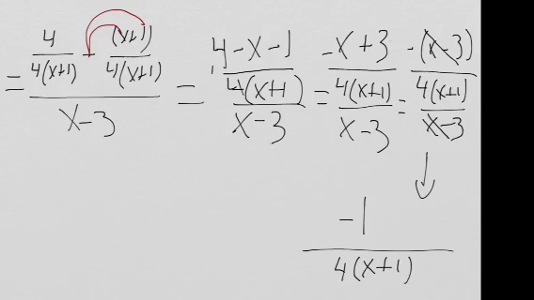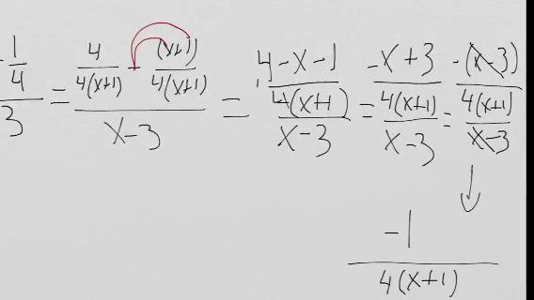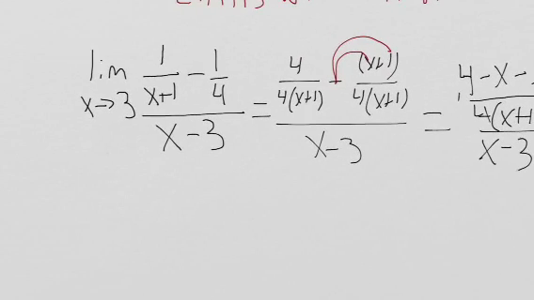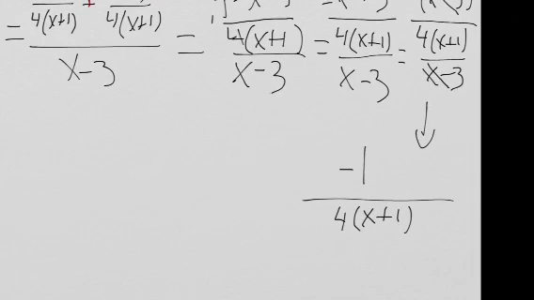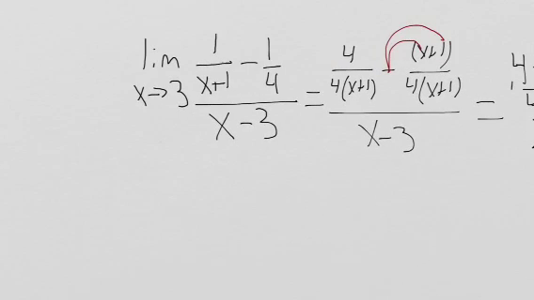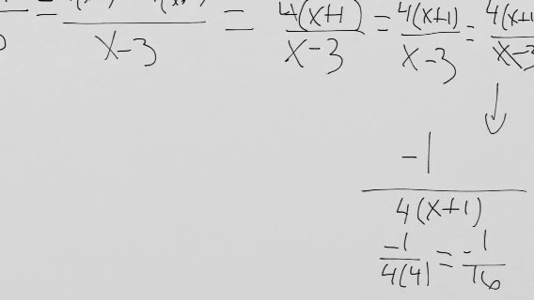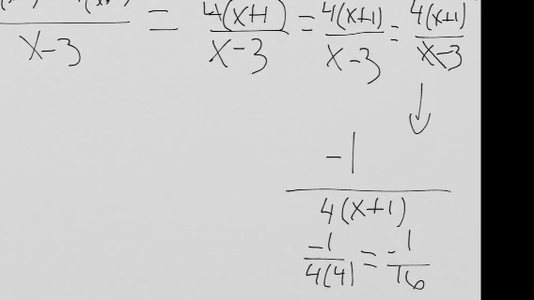All right, so don't forget what our initial mission was here. We wanted to plug in 3, but we couldn't because we got a hole. Now we canceled the factors causing the hole, so now we can plug that 3 into what we have left over. So if we plug in 3, we get negative 1 over 4 times 4. Final answer, negative 1 over 16. So the y value of this hole, as we approach x equals 3, is going to approach an output of negative 1/16, where it will be a hole.